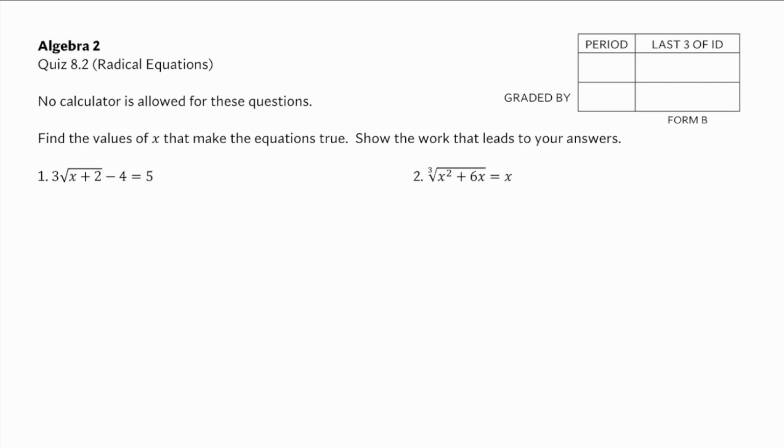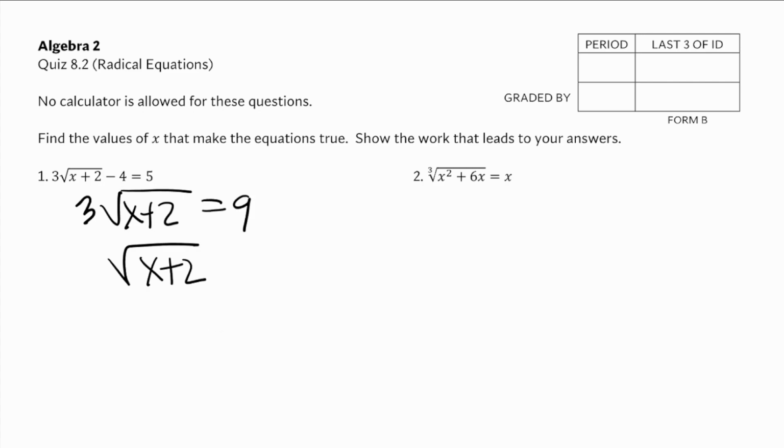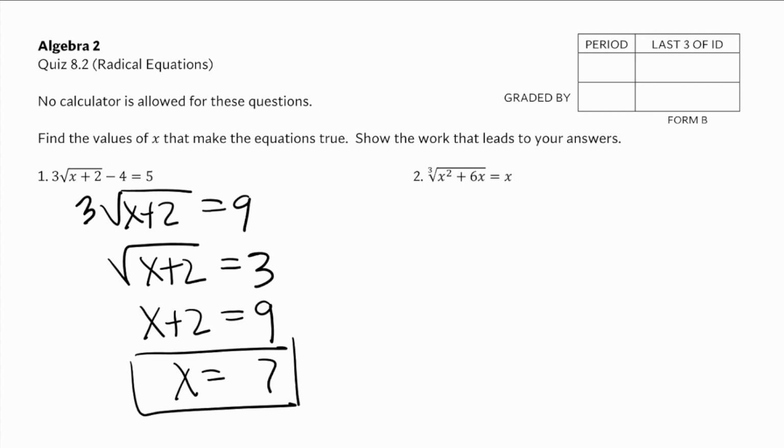So isolate the radical. Square both sides. Don't forget to check your answer. Wait a second. That's going to be positive 7. And then, okay, 3 times the square root of 9 minus 4 is equal to 5. Yes, that's true. Okay.